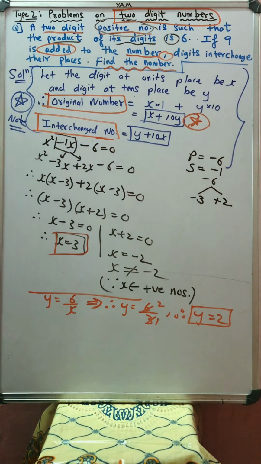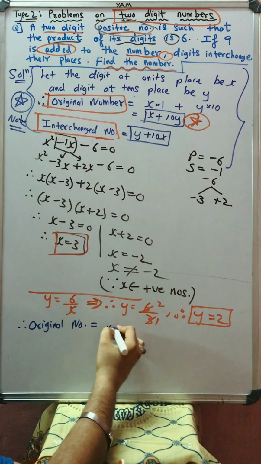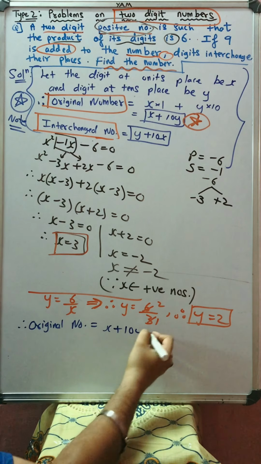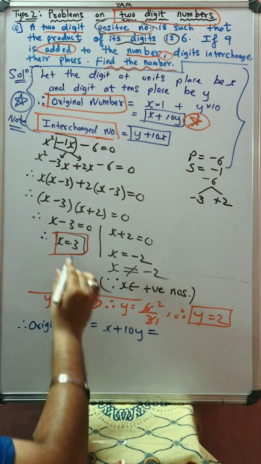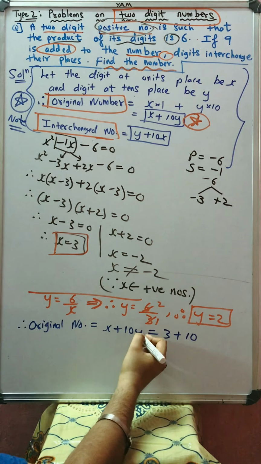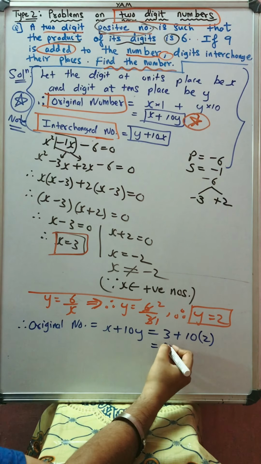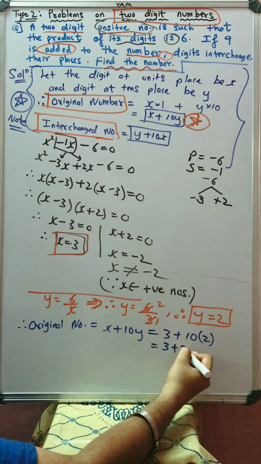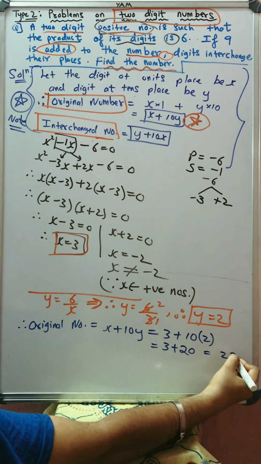So students, now I'm finding therefore original number is equal to, what is it? X plus 10y. Okay, I don't have place, that's why I'm writing horizontally. At the place of x I'll substitute 3. Okay, 3 plus 10, as it is 10. At the place of y I'll substitute 2. So 2 multiplied. So students, what will happen? 3 plus 10 twos are, it's 20. Okay, 20 plus 3 is 23.